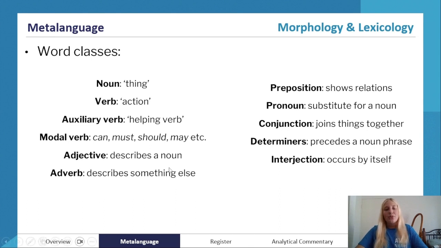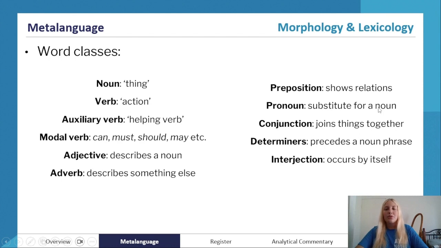An adjective is a word that's used to describe a noun, often goes before a noun. An adverb describes something else. Prepositions show relations. Maybe you can use an example of yourself in relation to a box, under, on top of it, over it, where are you located in space. But they're also to do with time, place, etc. So it's relations between different objects.